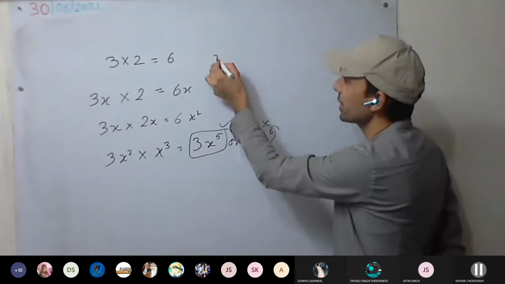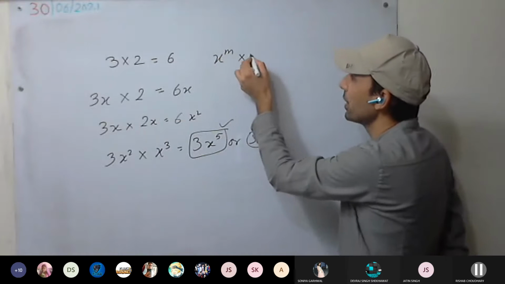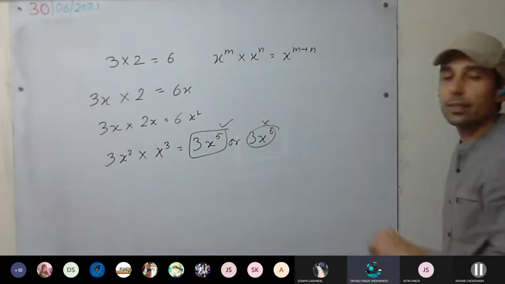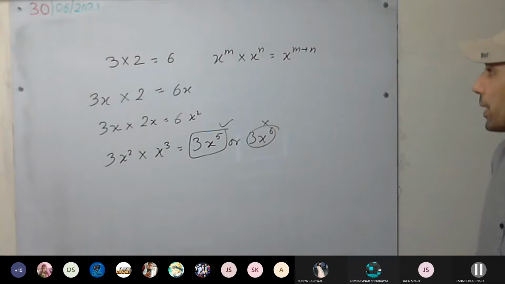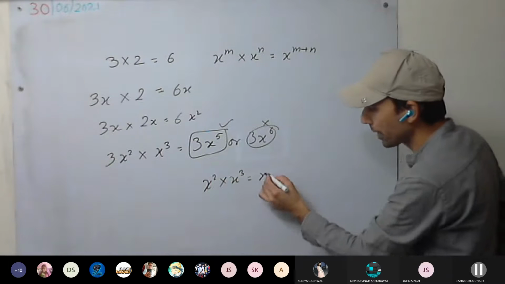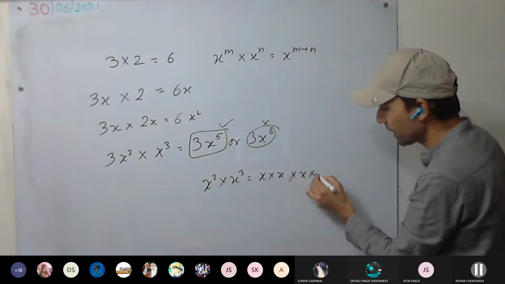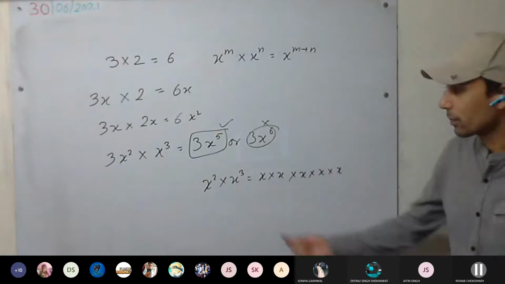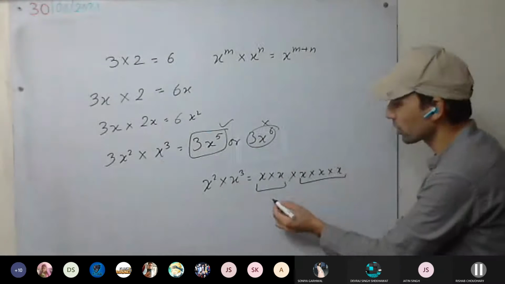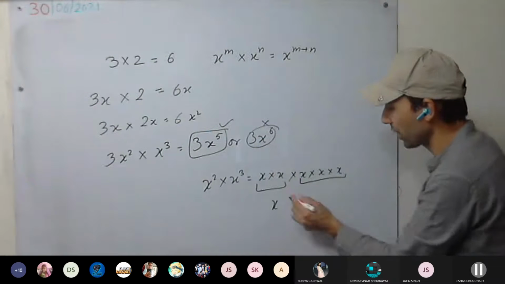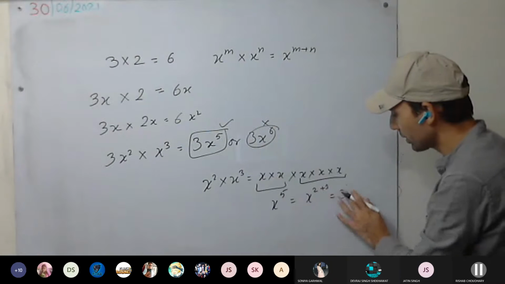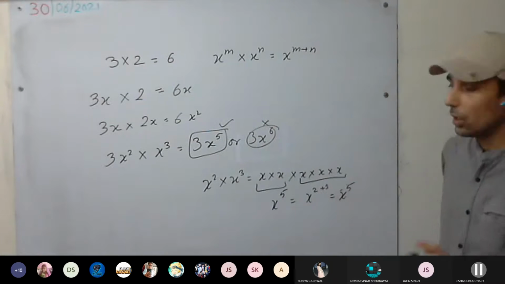Whenever we have studied in exponents, x to the power m into x to the power n will be x to the power m plus n. You can see as well, x square into x cube. It means what you are multiplying? x into x, into x into x into x. Total how many times? 1, 2, 3, 4, 5. It means x to the power 2 plus 3, x to the power 5. You understood this? Okay.